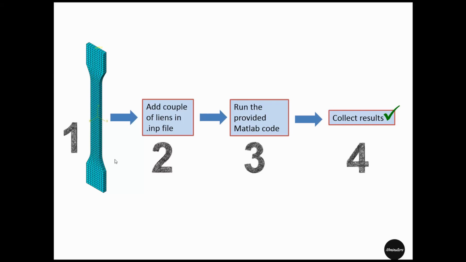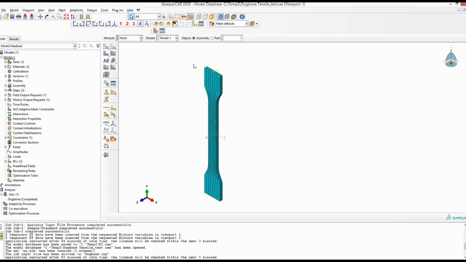So let's start with the first step. In this step, the model is created and the input file is requested. You will get to download the input file for this model in the description. Nothing fancy was done while creating this model. The usual part, material, section assignment, static general step, usual field and history output.